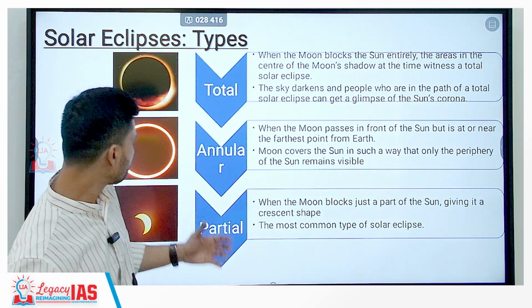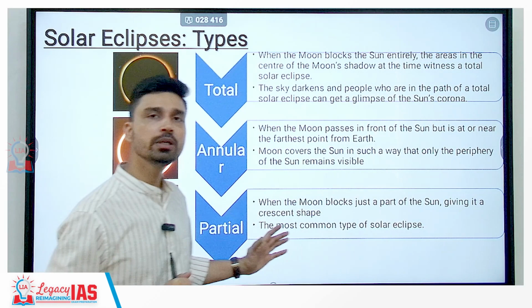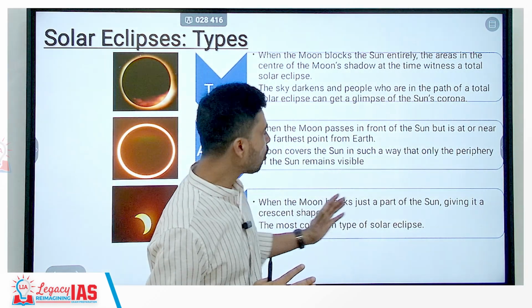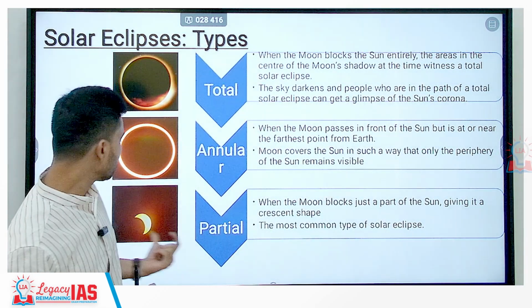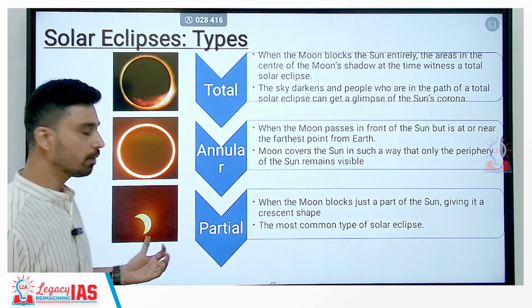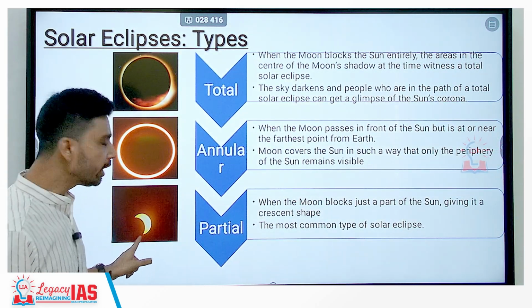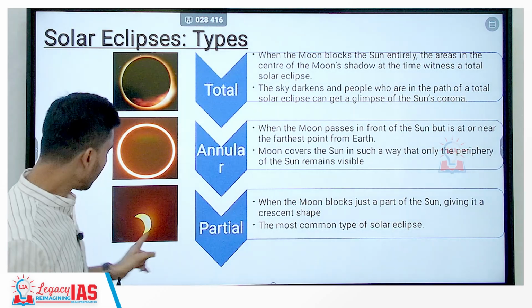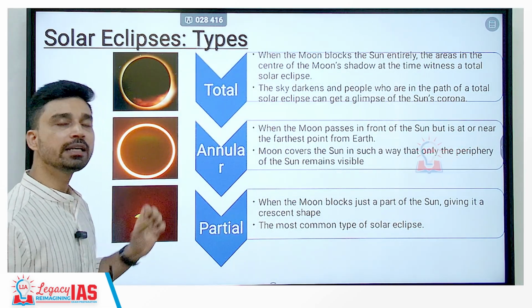The third is the partial solar eclipse. That is when the moon does not block the sun entirely, it blocks just a part of the sun, giving it a crescent kind of shape. As we can see from this image here, this shaded area is the moon and this area that we see is the sun that is visible from the earth.